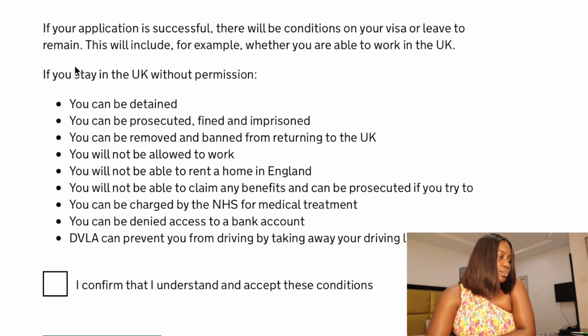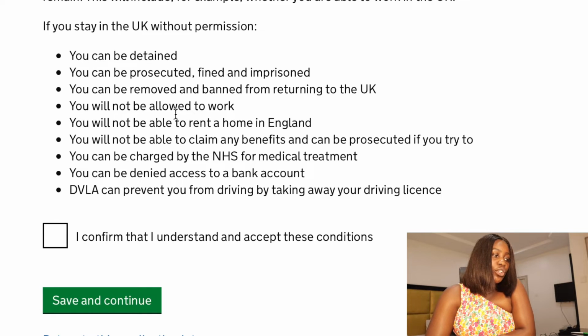Conditions. If your application is successful, there will be conditions on your visa or leave to remain. This will include, for example, whether you are able to work in the UK. If you stay in the UK without permission, you can be detained, you can be prosecuted, fined or imprisoned. You can be removed and banned from returning to the UK. You will not be allowed to work. You will not be able to rent a home in England. Jesus. You will not be able to claim any benefits and can be prosecuted if you try to.